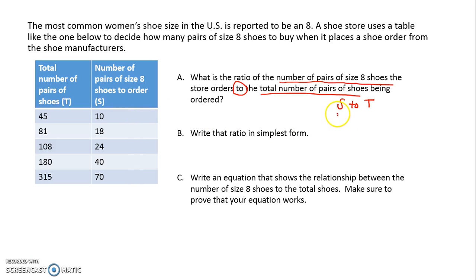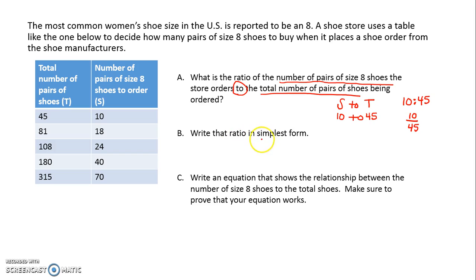So I could do 10 to 45. That would be acceptable. I could write it as 10 to 45 this way. I could write it as 10 over 45. These, I believe, should be all acceptable ways to write the ratio, either using the word to, using a colon, or using a fraction bar. Not sure if your teachers would want it in simplest form or not.